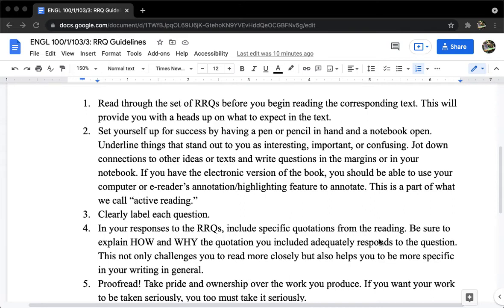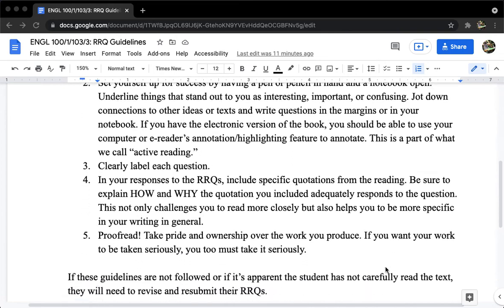Why is that the case? So always take your ideas a step further by addressing those how and why questions, especially if you're incorporating specific quotations from the reading, right? Don't let the quotations speak for themselves. It's important that you explain how you are interpreting them, right? Because somebody else could read those ideas and get a different understanding of it, right?